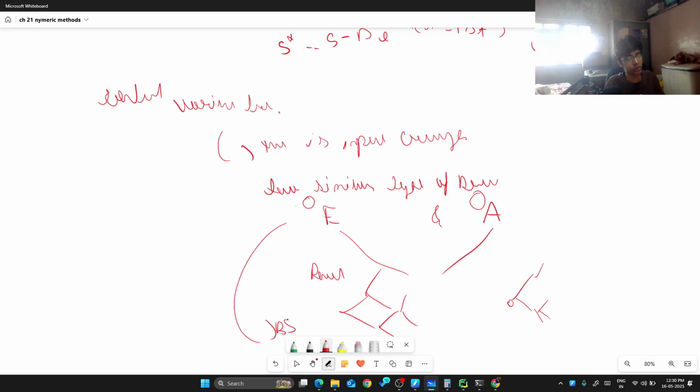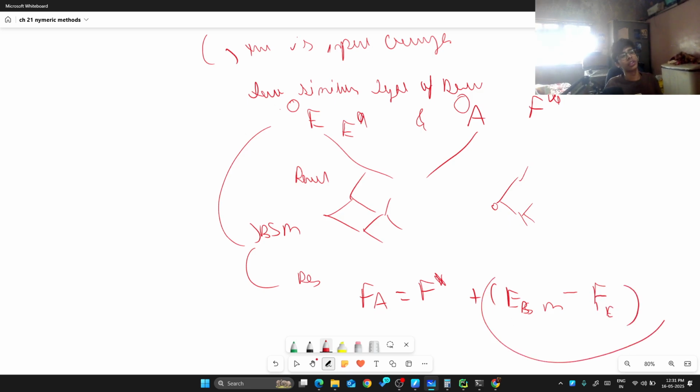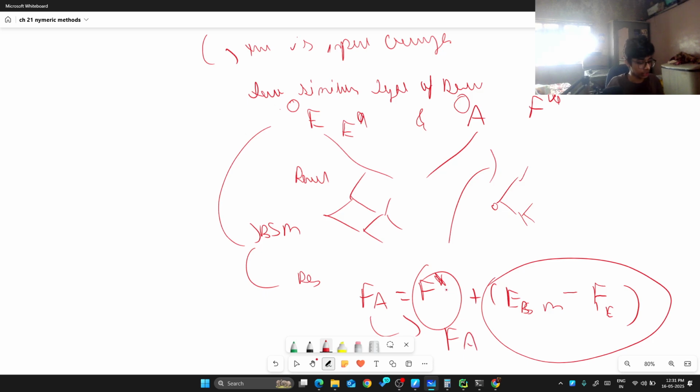We have a closed form solution for European, right? So we will find the BS price. Then our formula for the exact American value, let's call it F star and E star: F_A equals F star plus (E_BS minus E_FE). So we will find this and add it to this, and we will get the approximation error. And this is the control variate technique.